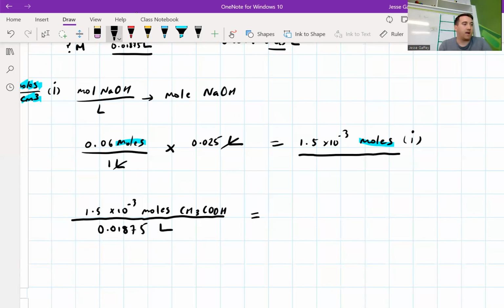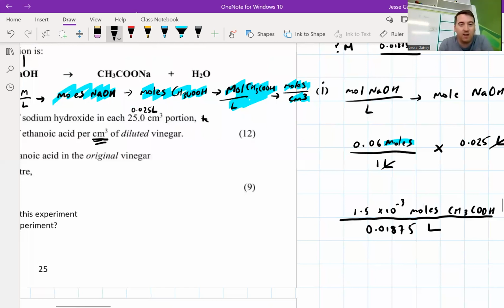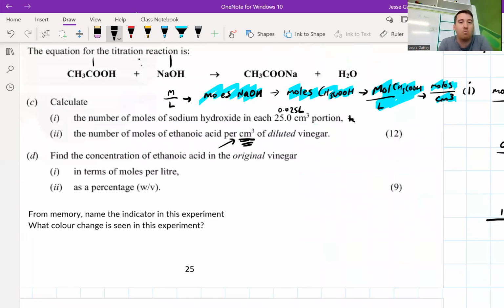Okay, and the answer that I'm getting here is 0.08. So 0.08 moles of CH3COOH per 1 liter. Right, I'm going well, but I still don't have the final answer for this part because it asks, and this is really sneaky, I think. It's very rare you see them asking this, moles per centimeter cubed of dilute vinegar.